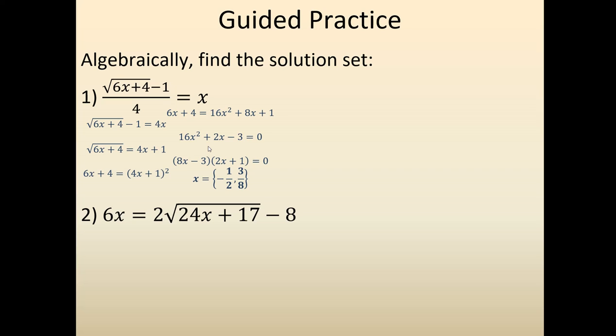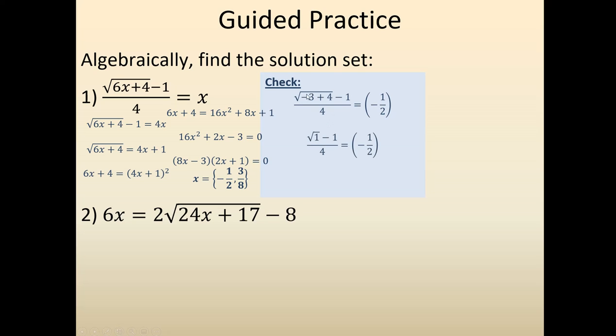Again, we have two solutions. We need to see which one's the correct one. So my first step, I'm going to check the negative 1/2. Again, I don't really have a whole lot of room. So 6 times negative 1/2 is negative 3. Again, you can check that on the calculator. So we get the square root of negative 3 plus 4, minus 1, divided by 4. And because it's going to equal x, it's going to equal negative 1/2.